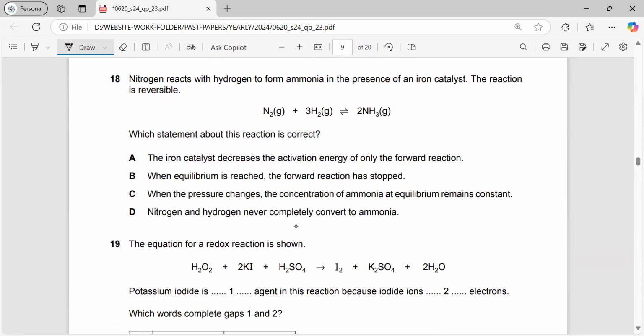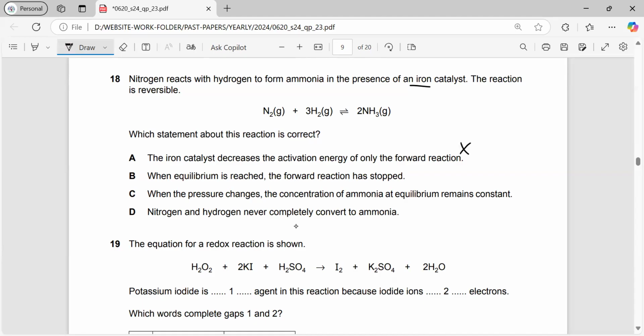Question number 18. Nitrogen reacts with hydrogen to form ammonia. In the presence of an iron catalyst, the reaction is reversible. Which statement about this reaction is correct? Now the reaction is reversible and it is in equilibrium. Which statement is correct? The iron catalyst decreases the activation energy only for the forward reaction.